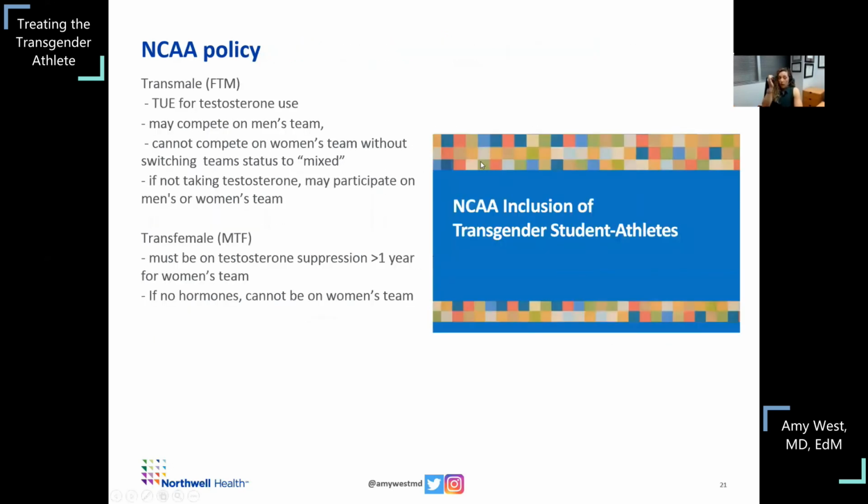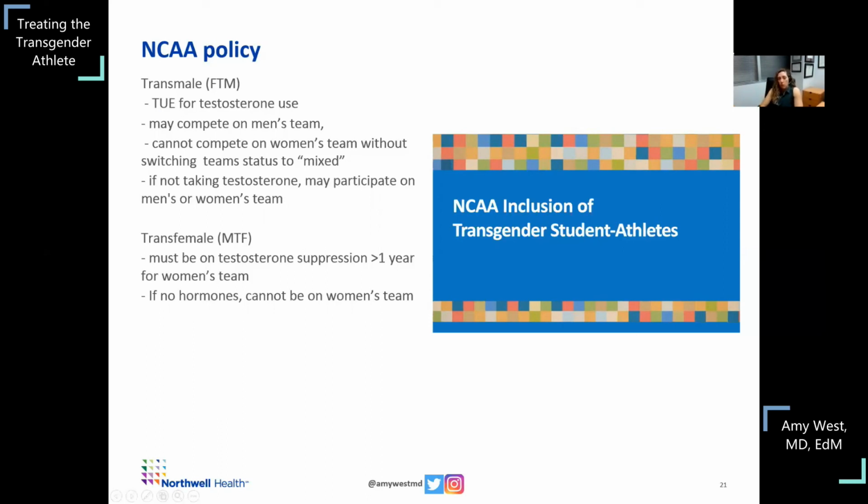So for the NCAA, for trans males, so female to male transition people, in order for trans men to use testosterone, they have to get a therapeutic use exemption. They also may compete on any men's team, but they cannot compete on a women's team without the status being switched to a mixed team, which mixed teams don't really have a place in competition. So what that means, again, is kind of vague. But if they're not taking testosterone, they can participate on a men's or a women's team.